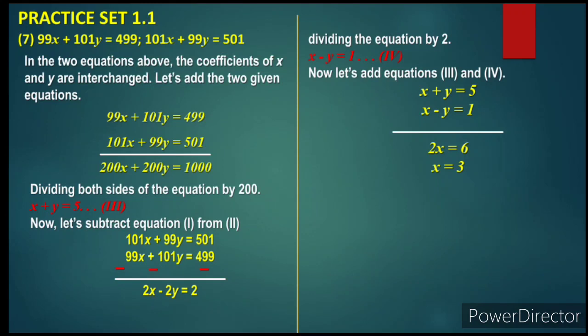Now after getting the value of x or y, we'll substitute the value in the equation to get the other variable's value. As we got x, place this value in equation 3, or you can substitute it in the fourth one also. So your third equation is x plus y equal to 5. As the value of x is 3, so 3 plus y equal to 5. 3 is plus, it will go to that side and get subtracted. So y is equal to 5 minus 3, that is 2.